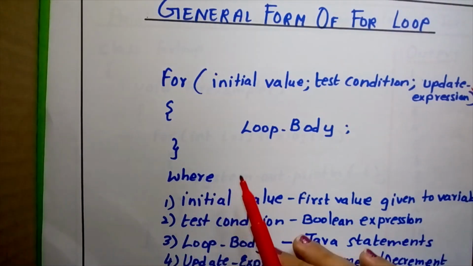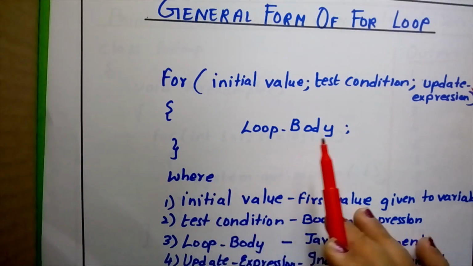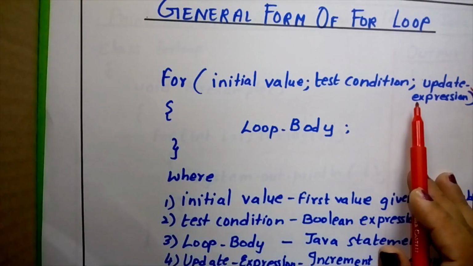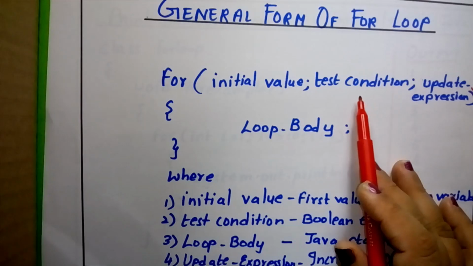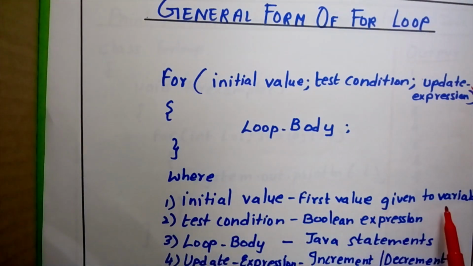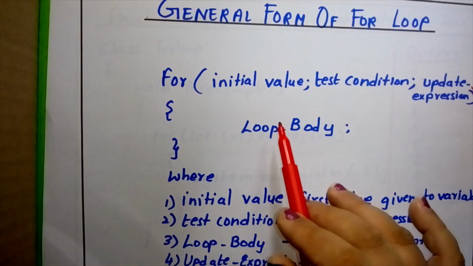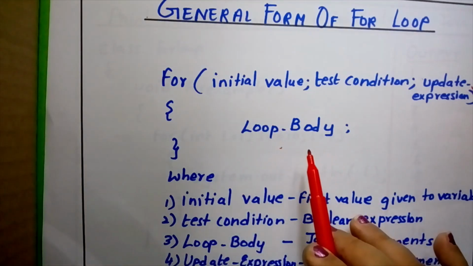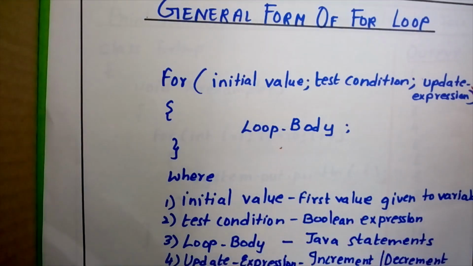In the exam they may ask you to explain the for loop with a suitable example. Then you should write it like this: for initial value, test condition, update expression, loop body, where initial value is the first value given to the variable, and test condition is the Boolean expression. Boolean expression means it will evaluate to true or false, and based on that result, the loop body will be executed. That's why it is called a pre-tested loop. Update expression can be an increment operator or decrement operator.